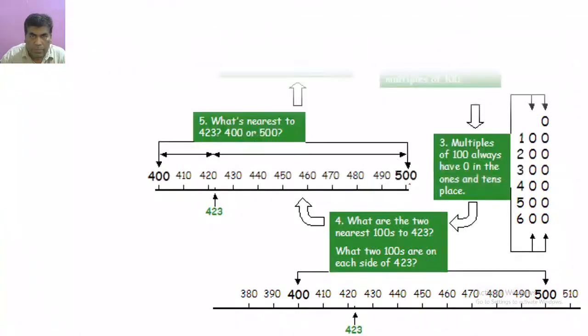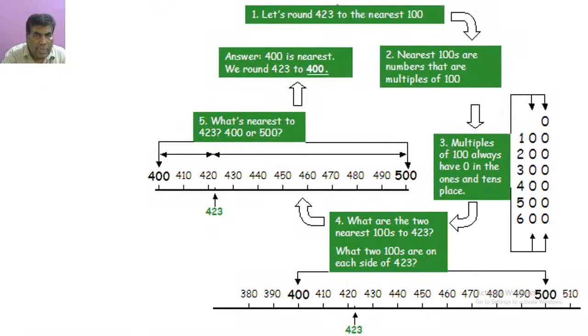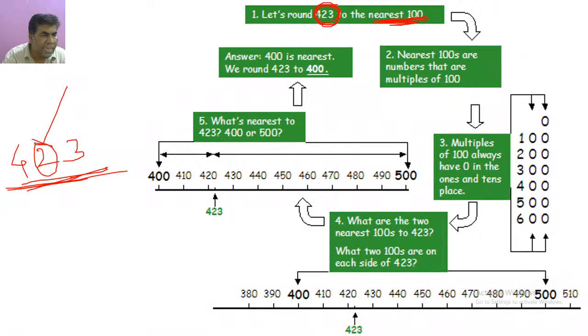Okay, let's see one example. Let's see the number here. They have given 423. We have to round it off to the nearest 100. What is the given number? 423. For rounding it off to the nearest 100, what do we have to see? We have to see the digit which is in the tens place.